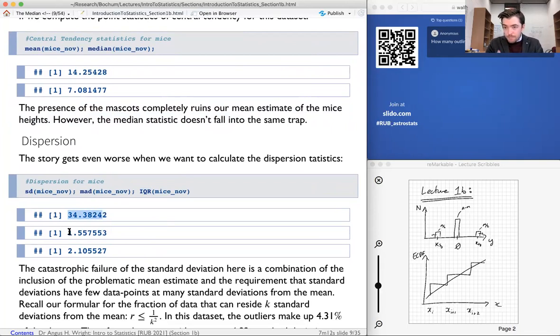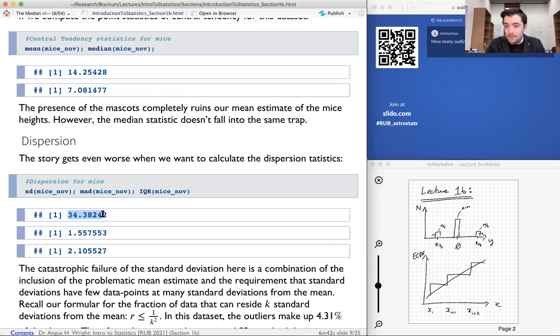Now, again, being somebody who knows the actual truth here, I'm going to tell you that the true dispersion of that cloud of real mice, not the mascots, is 1.5 centimeters. And so again, the median absolute deviation here is being very robust in returning the dispersion estimate in the presence of outliers that is catastrophically biased in the case of the standard deviation.